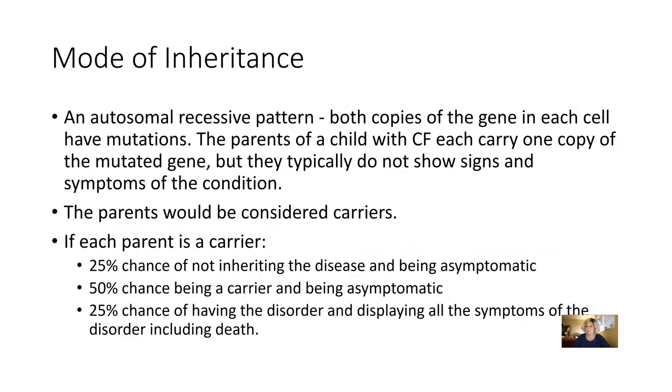Mode of inheritance. This condition is inherited in an autosomal recessive pattern, which means both copies of the gene in each cell have mutations. The parents of an individual with an autosomal recessive condition each carry one copy of the mutated gene, but they typically do not show signs and symptoms of this condition. The parents would be considered carriers.